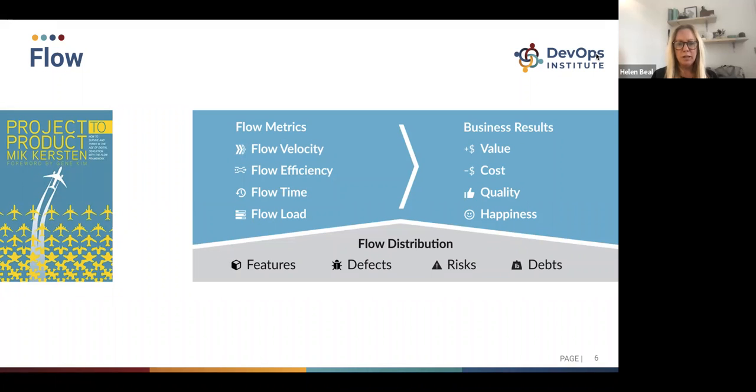But using these metrics, so the flow velocity, efficiency, the time, and the load, so the load's very close to WIP, so how much work we've got in progress. Using all of that helps us understand things about our business, so how much it's worth, how much it's costing us, helps influence quality, and helps influence delight or happiness with ourselves at work, and also our customers receiving our work.